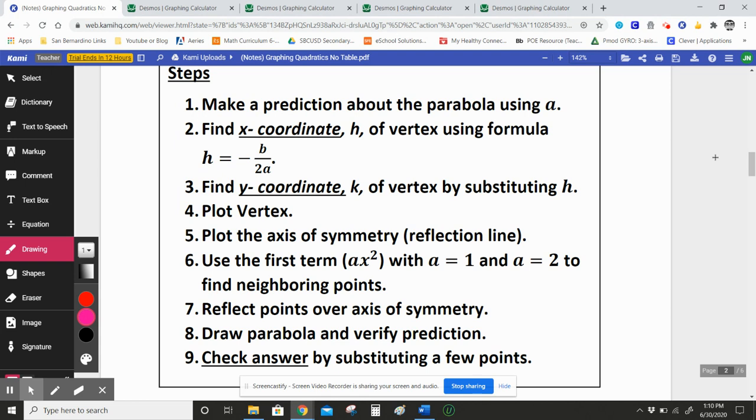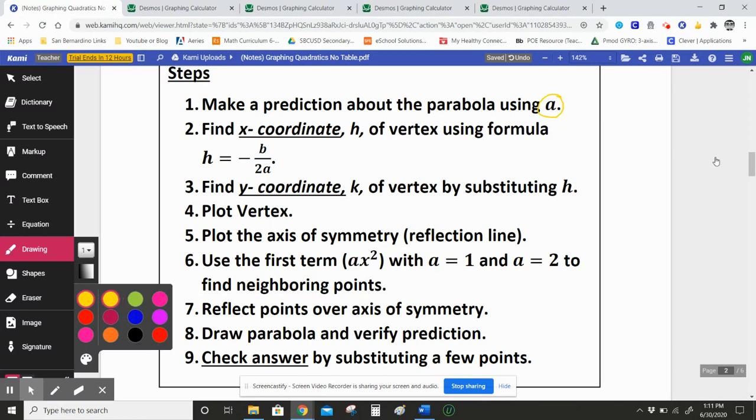So these are the steps. First thing, you're going to be making a prediction about the parabola using a. We already talked about what that was earlier, right? The value of a. So is it going to be wide or narrow, like fat or skinny? Is it going to be going up or down? You can make that prediction just looking at the value of a.